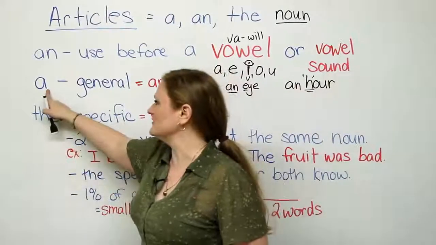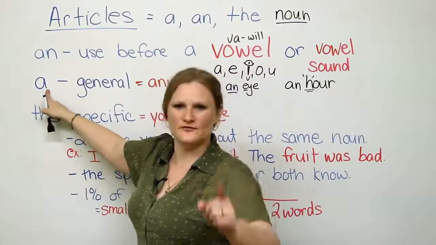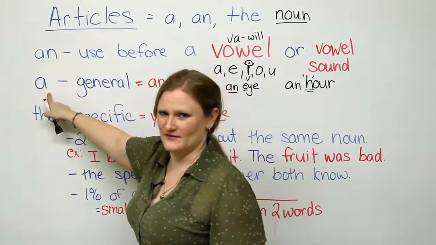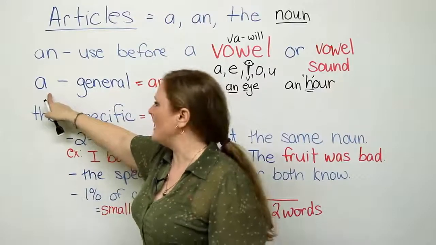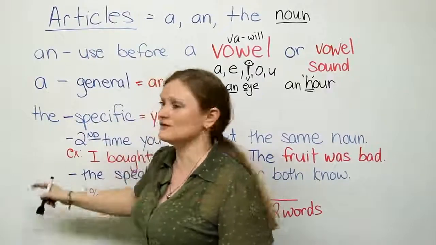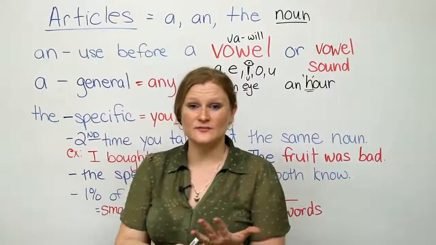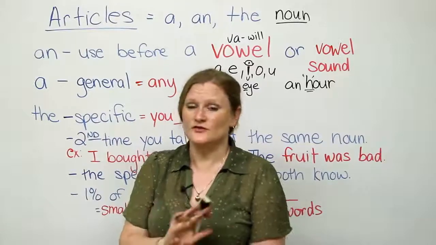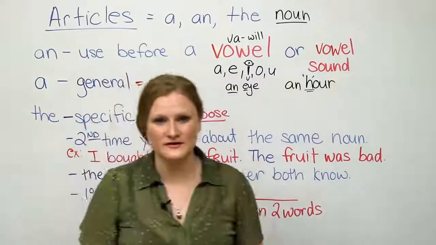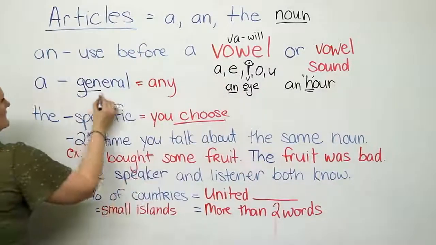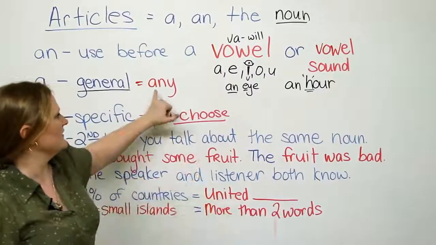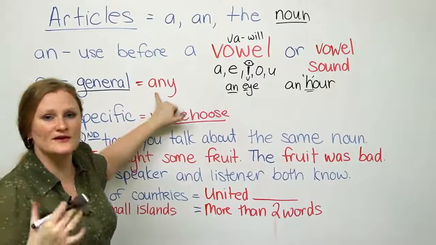The next one is a, the very first letter of our alphabet. A is a vowel. Don't let that confuse you. A, we use for, again, a singular noun. All of these are going to be used with singular nouns. If the noun is plural, if the noun has an S, do not use an article. So, a, we use for a singular noun in a general form. You can think of this easier as replacing it with the word any.